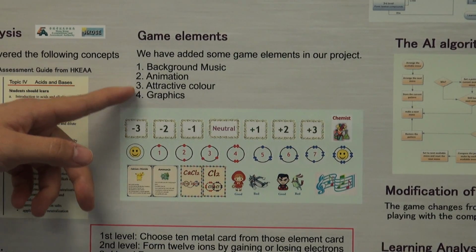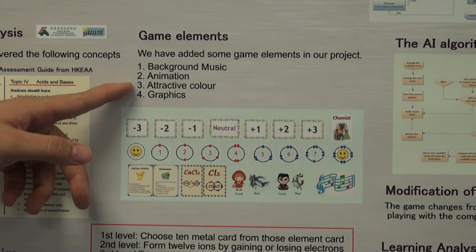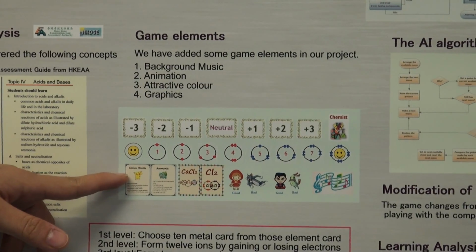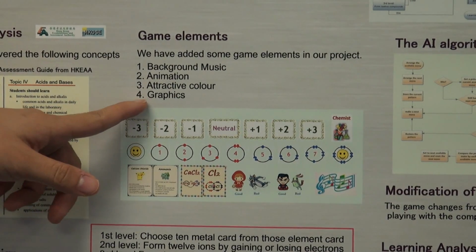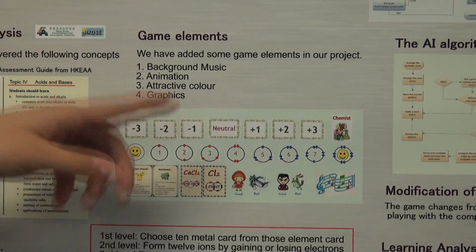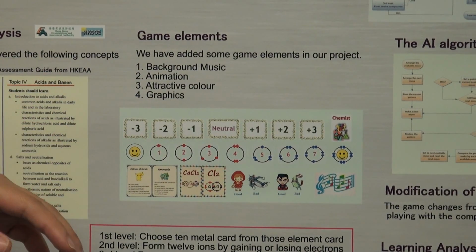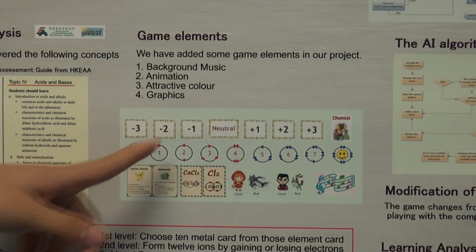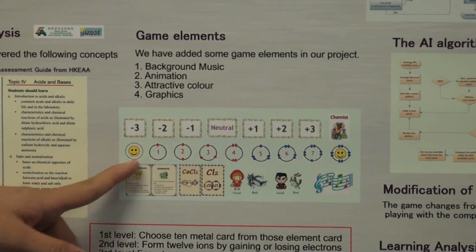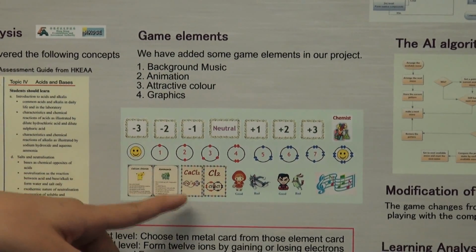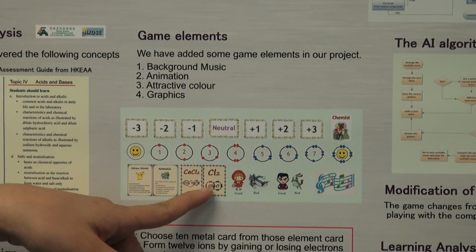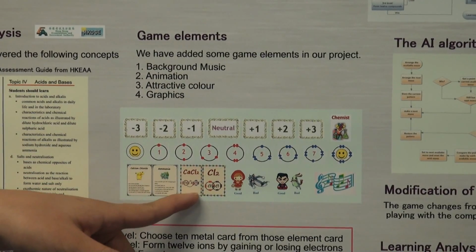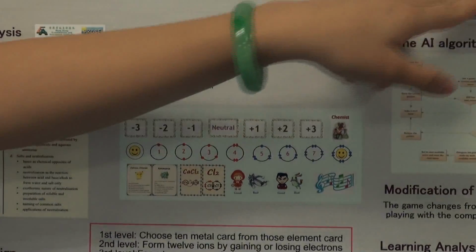And also we use some attractive colors and attractive pictures, as you can see here, to make students memorize chemistry in easier ways. And we have also used graphical representation to tell players and students what is neutral, what is the stable electron arrangement, and what is electron transfer and electron sharing. And here comes the overview of the Chemist.